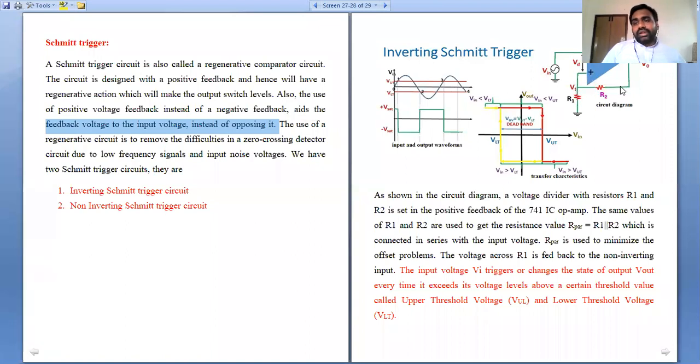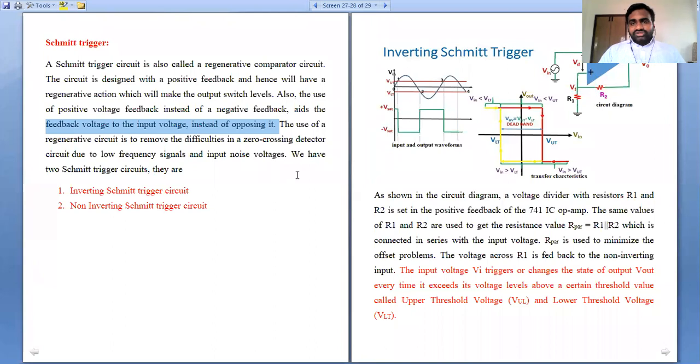That's why we are providing a positive feedback. Positive feedback voltage will add with respect to the input voltage, instead of opposing like negative feedback. Okay, so what are the drawbacks of zero crossing detector?